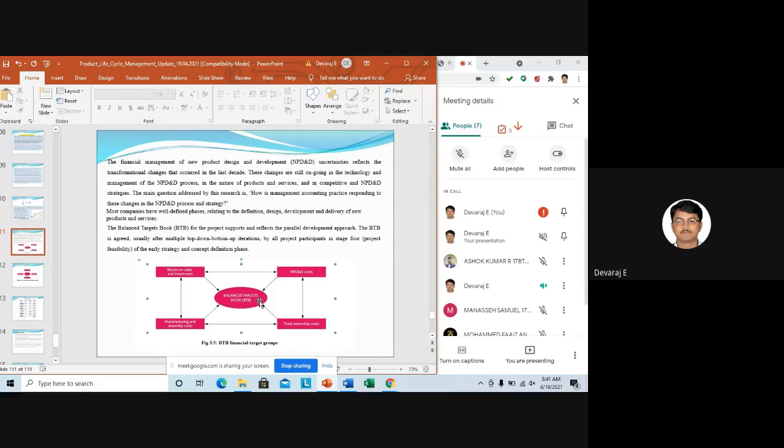This is used only to control the finance, to know how much we invested and how much we are getting back. How much product has been sold in the market, and how much profit or revenue the company is getting each month. For that purpose, we want this balanced target book.